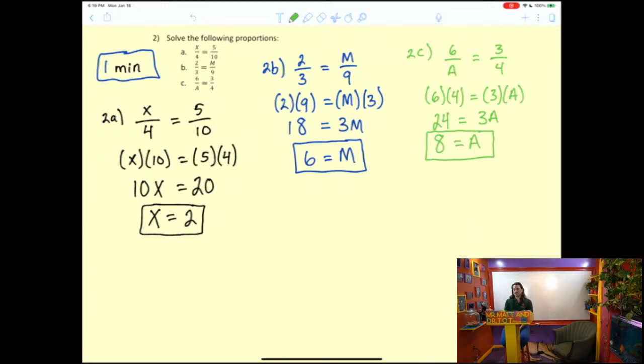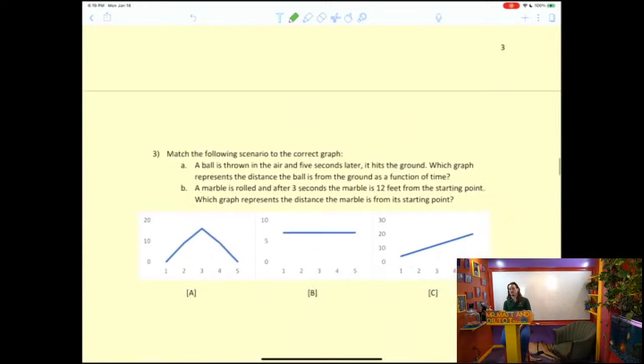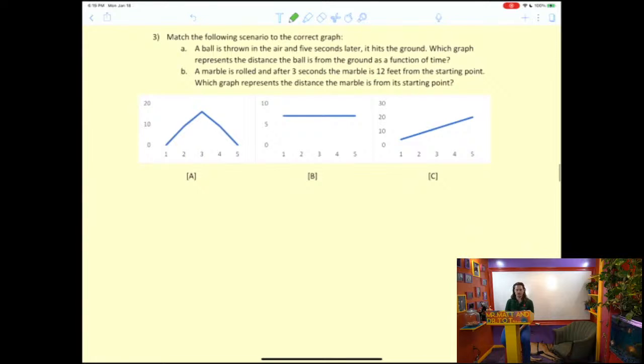Question 3 is going to ask you to match the following scenarios to the correct graph. So I have 2 scenarios and then 3 graphs, so one of the graphs will not be used. Question 3a. A ball is thrown in the air and 5 seconds later it hits the ground. Which graph represents the distance the ball is from the ground as a function of time?